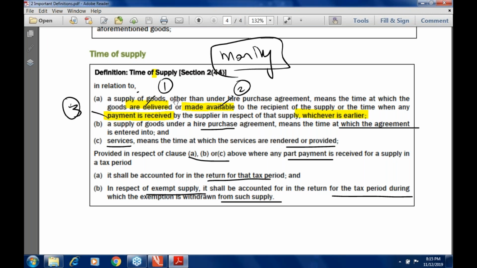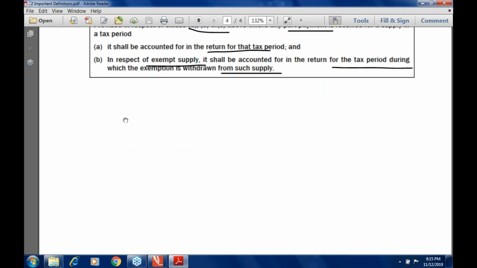Basically, the date when the goods are delivered or made available, or the date when the payment is received, whichever is earlier, is considered to be the time of supply. This is all that we discussed.